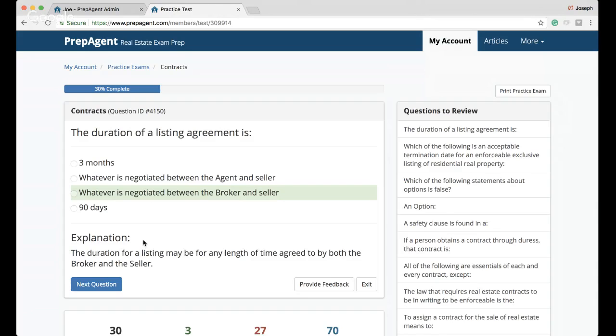Now, don't confuse industry practice with things that are legal and law. Industry practice, normally people say 90 days, 3 months, things of that nature. But the reality is you could have it for 18 days, 3 hours, and 32 seconds if you want. It's whatever's agreed upon between the broker and the seller. Remember, listings, when the day is done, belong to the broker, not the agent.